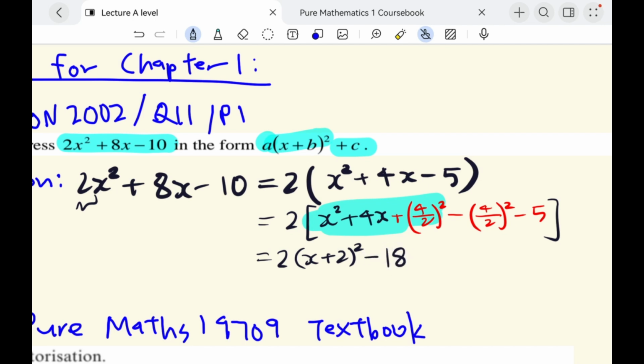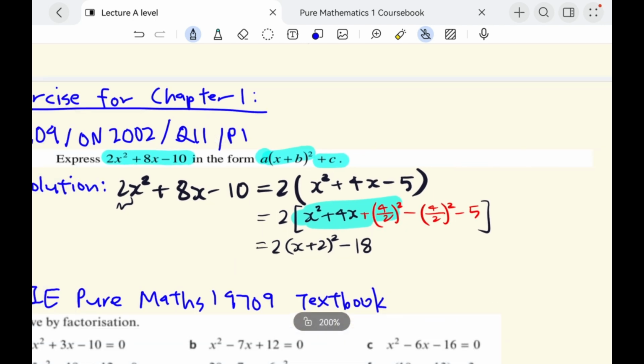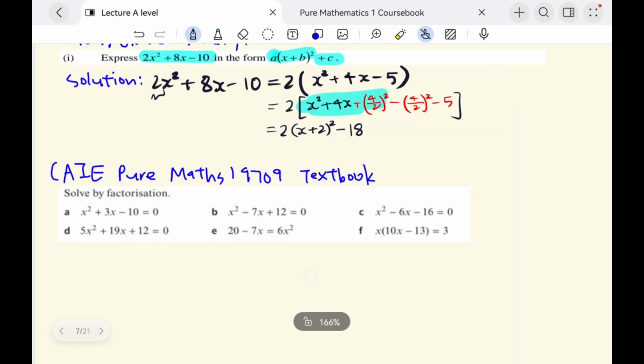Okay? So the answer for this expression, from this general form into this form, is 2 bracket square of x plus 2, and negative 18. Okay, this one you should obtain 2 to 3 marks. Alright.